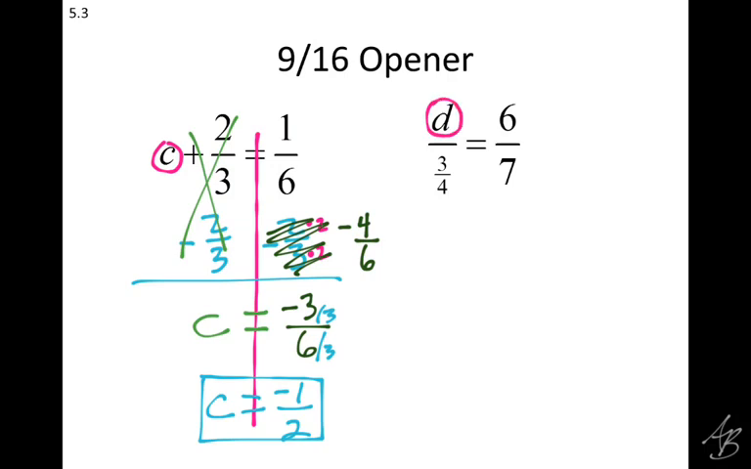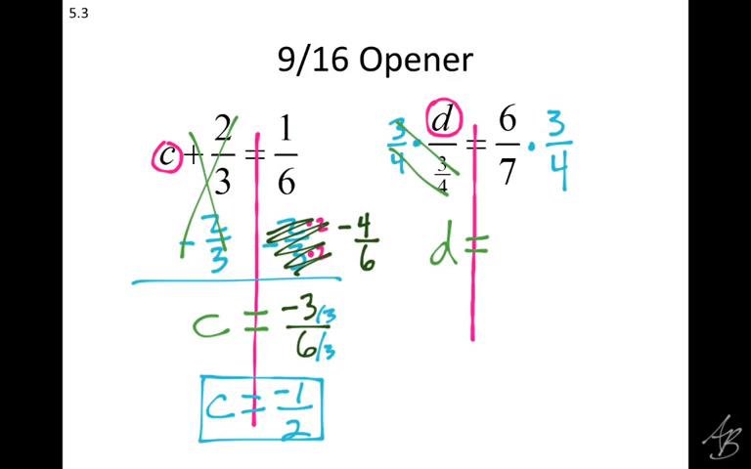Last one, let's get that d by itself. So that's d divided by 3/4. So what do I do to get rid of the 3/4? Multiply. So the opposite of dividing is multiplying. So we're going to multiply by 3/4. Do that on both sides. And on the left side, those 3/4 cancel each other out, which leaves what? D all by itself.